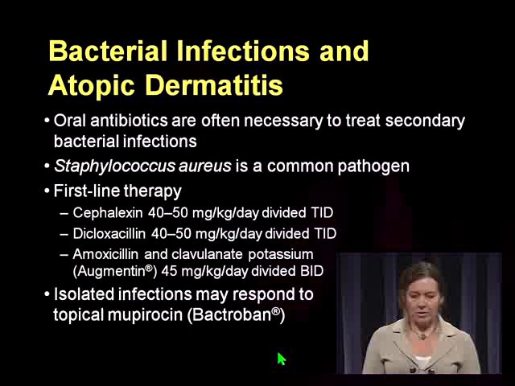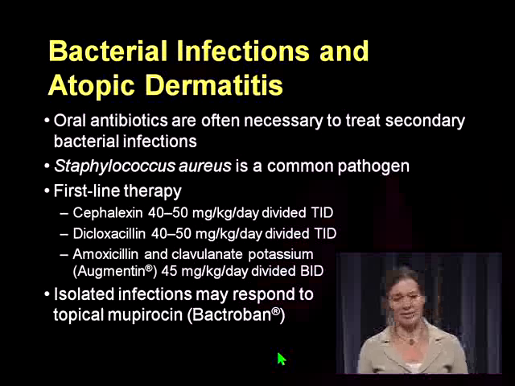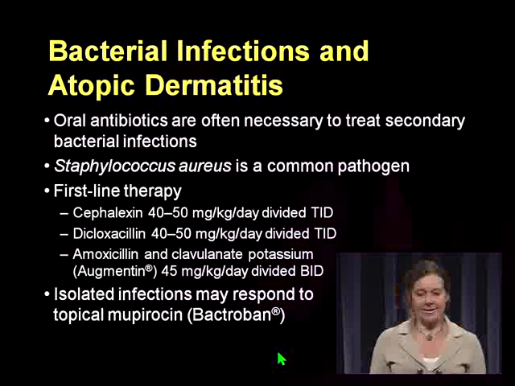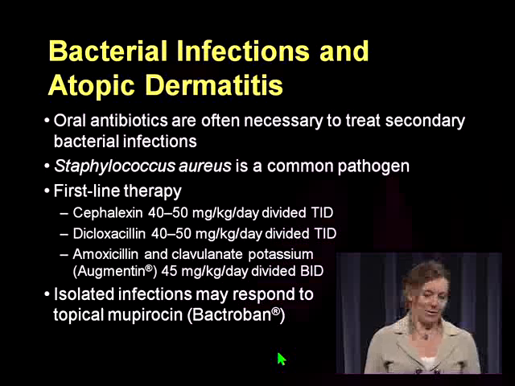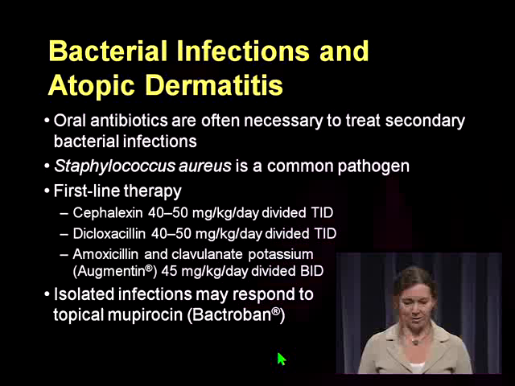So in some situations, the colonization is very extensive and the patients develop secondary infections that are widespread and require management with oral antibiotics. Again, Staphylococcus aureus is the number one pathogen. I will say, though, we are seeing more emergence of Streptococcus pyogenes in the setting of atopic dermatitis. So we usually recommend using antibiotics that cover both Staph aureus and Strep pyogenes. These would include cephalexin, dicloxacillin, or amoxicillin and clavulanic acid. Localized infections may respond to topical therapies such as topical mupirocin.